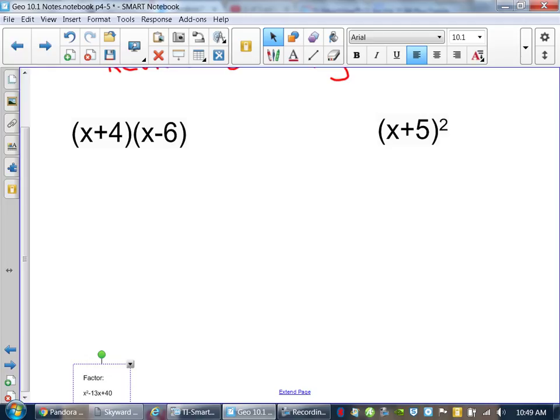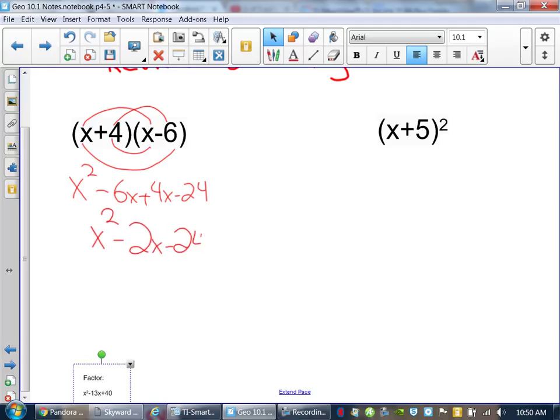Remember, when you're FOILing something out or distributing, it's first, outside, inside, last, and you just write it out. You got your x squared, 6x, minus 6x, and everything that you absolutely loved about algebra comes back again. And then you have one last step to do, and that's good old-fashioned combine your like terms. So when you combine your like terms, you get x squared minus 2x minus 24.